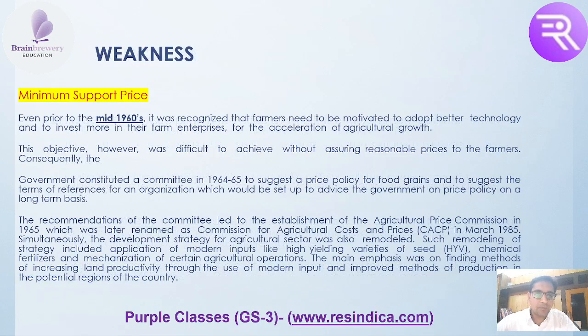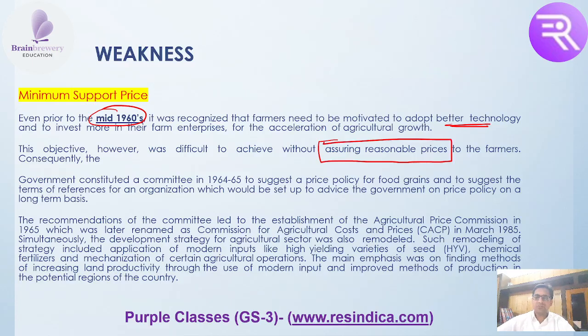Now, the minimum support price concept started in 1960. Even prior to that, we were motivating the farmer to utilize better technologies, to invest in various land development programs, and to utilize proper science and technology. But until and unless the farmer has an assured reasonable price, because the farmer doesn't know when the prices go down, right? We need to make sure they are given an assurance.